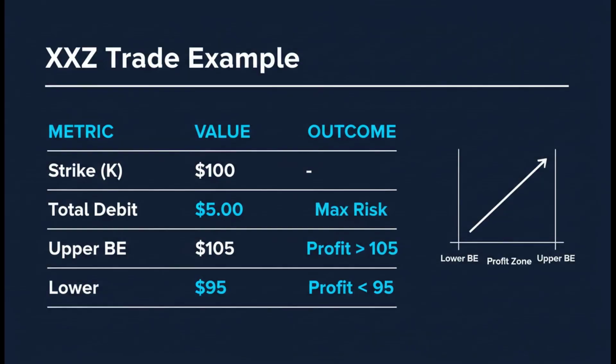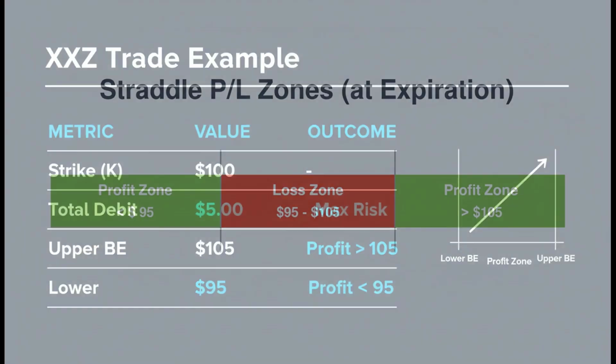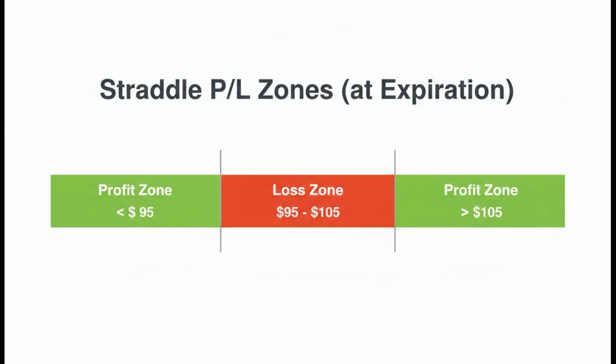Let's apply this to a real-world example using stock XYZ at $100 with a $5 total straddle cost. Your upper break-even is $105, and your lower break-even is $95. If the stock sits exactly at $100 at expiration, both options expire worthless, and you realize the maximum loss of $500 per contract. The profit and loss profile creates a V-shape centered on the strike price.